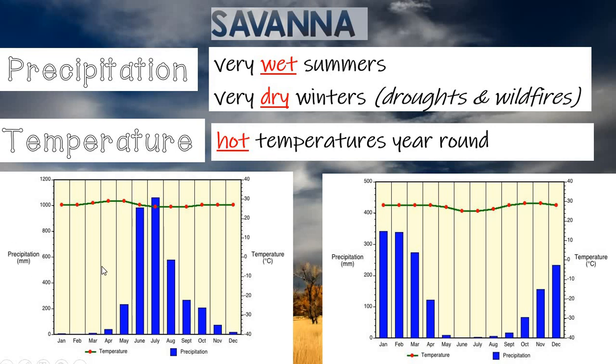Now, this climate graph here is showing a savanna that is in the northern hemisphere in the top of Africa. And so its summer is here in June, July, and August. And you can see that rainfall is really heavy during that time period and pretty much no rain at all during the winter. This climate graph over here is showing a savanna that's in the very southern part of Africa.